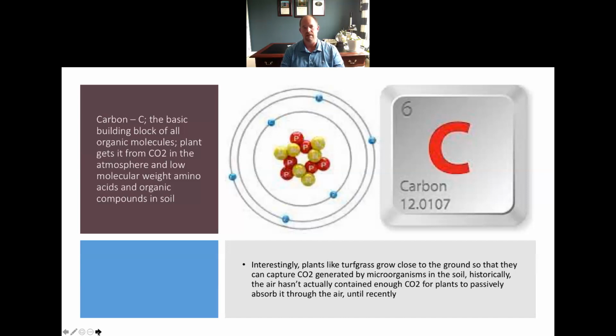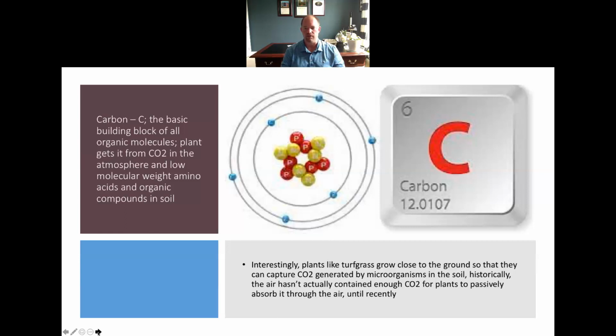The plant is getting it from CO2. That's the primary way that it's getting carbon, and CO2 obviously is carbon dioxide from the atmosphere. And it can also get it in the form of low molecular weight amino acids and other organic compounds, sugars, polysaccharides, things like that present in the soil. But for all intents and purposes, the vast majority of carbon inside a plant comes to the plant in the form of carbon dioxide. Interestingly, plants like turfgrass grow close to the ground so that they can capture the CO2 that's generated by microorganisms in the soil.